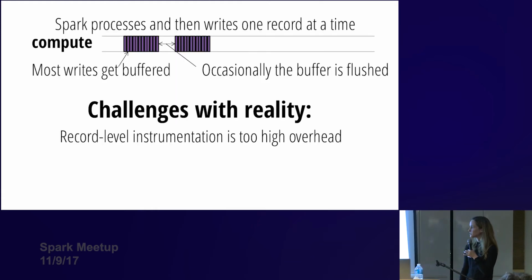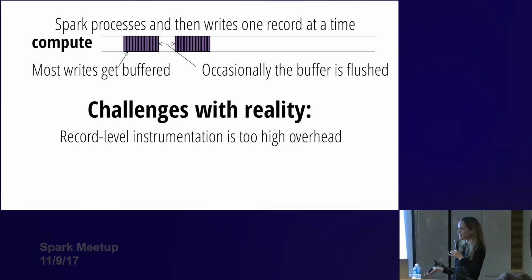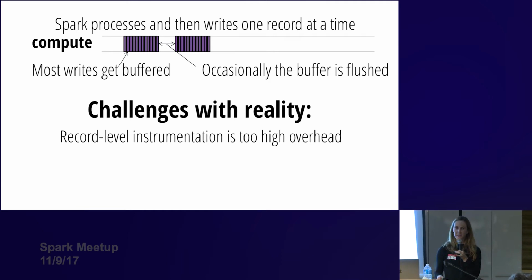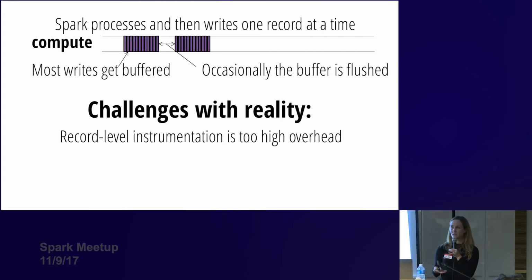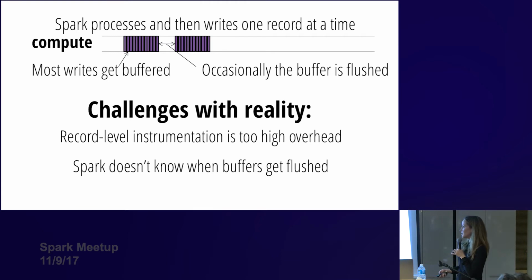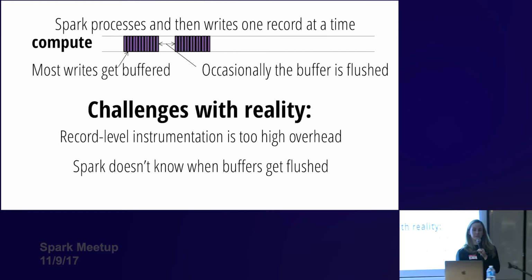The problem with this reality is that it means you can't instrument things easily in Spark. This has been added a couple of times in Spark and then quickly ripped out when people realized that it makes everything much slower, because you just can't add timing for every single record. The problem here is that Spark doesn't know when the buffers get flushed. What we really want to log is only the time when that big buffer is getting flushed to disk.